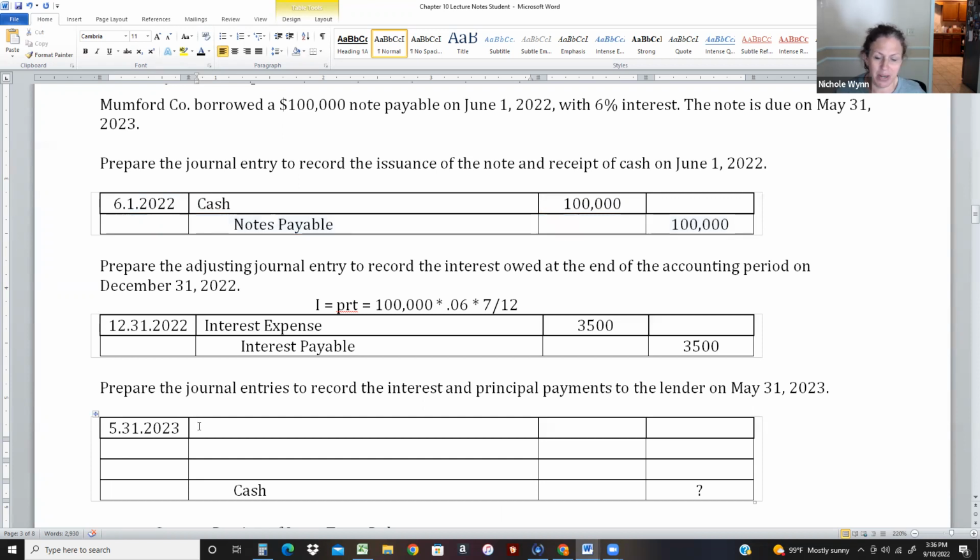So I'm going to start off, and it doesn't matter what order you do these debits in. You can do them in whatever order you want, but we definitely need to pay back the 100,000 of notes payable. We also need to pay back the interest that happened last year.